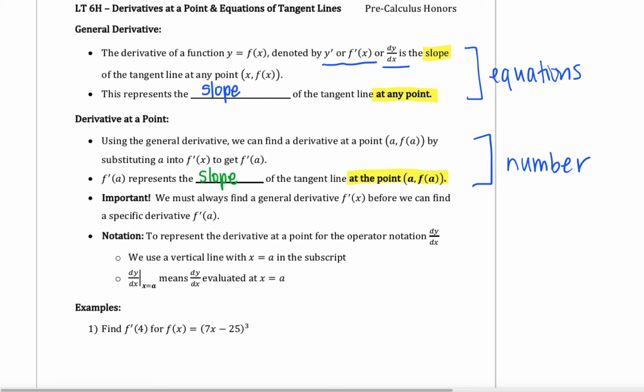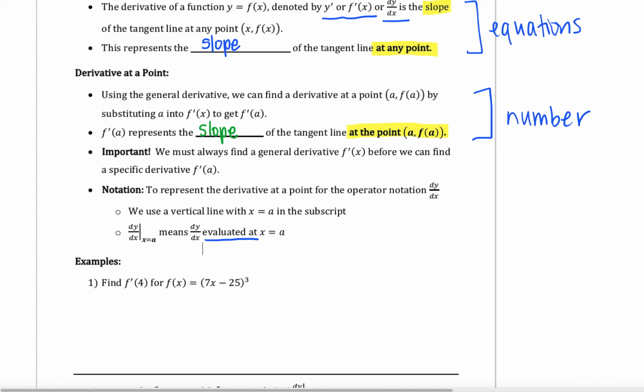Notationally, if we've got the prime notation, it's pretty straightforward using function notation that we're used to from prior classes. We would find f prime of a, substituting in whatever that number a may be. But if we have this operator notation of dy over dx, we use a vertical line to represent evaluated at, and then a subscript x equals whatever that a value is, to mean I want to take my derivative, the dy over dx, and evaluate it at whatever that x value may be. Let's look at a couple examples.